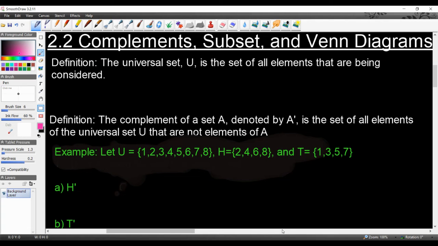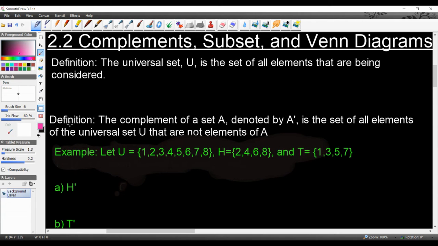This video is going to cover section 2.2, complements, subset, and Venn diagrams. Okay, so we're going to go ahead and start with the definition right off the bat. This is called the universal set, denoted with U. And this is the set of all the elements that are being considered when we're talking about complements.